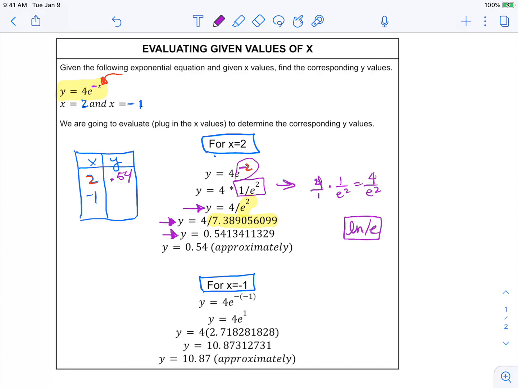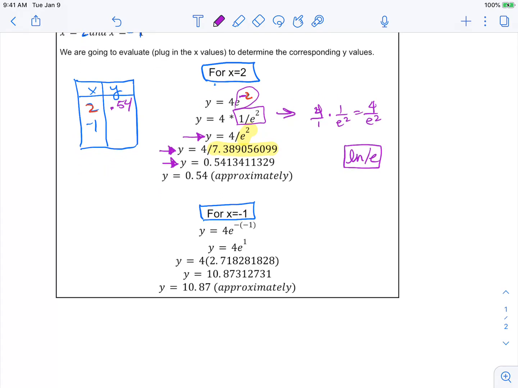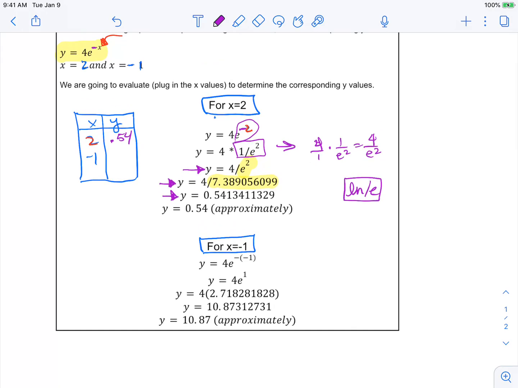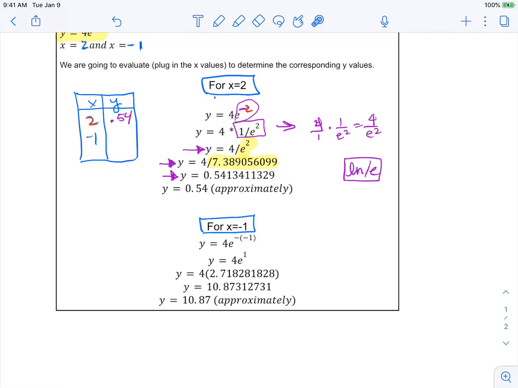Okay, so the next thing I want to do is evaluate when x is -1. So back up here again. When I'm looking at this, again, I'm going to plug in just for the x, but that negative is already there. So when I plug in for my x, I'm plugging in just this -1. But this negative right here on the outside, that was already there in the equation.